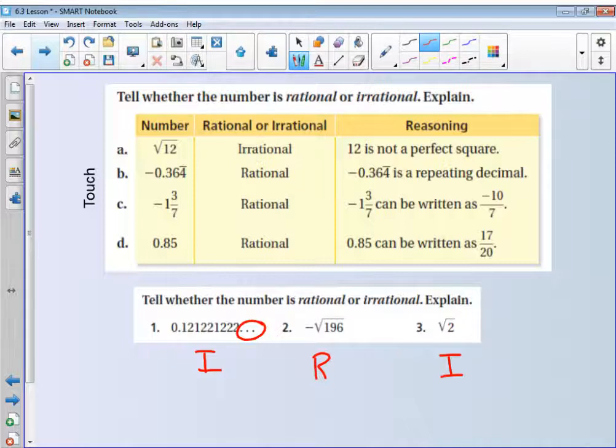Number 2, the square root of 196 is 14, so that would have been a negative 14. So we did get a rational number there. And number 3, 2 as a whole number is not a perfect square, so that is also considered irrational.